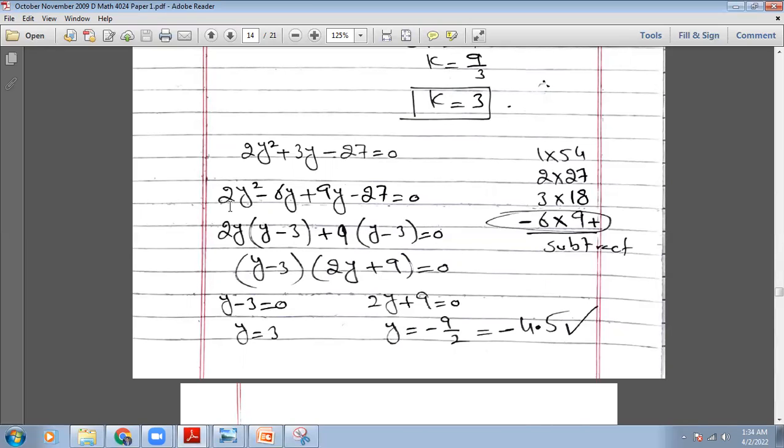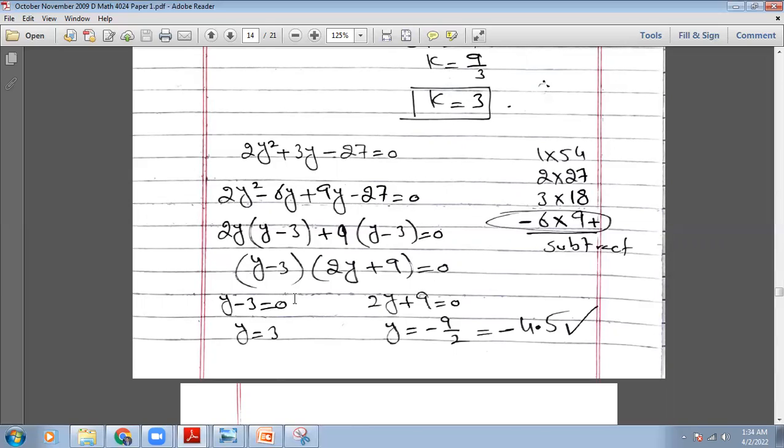So you will have midterm breaking here, 2y squared minus 6y plus 9y minus 27 equals 0. From the first two terms, I will take 2y common. So you will have 2y bracket y minus 3 is left. From the last two terms, I will take 9 common. So inside the bracket, y minus 3 is common. So this bracket y minus 3 is common. From here, you will have 2y, from here, plus 9 equals 0. So y minus 3, I will make it equal to 0.